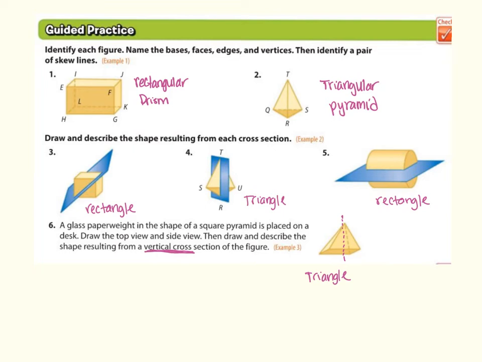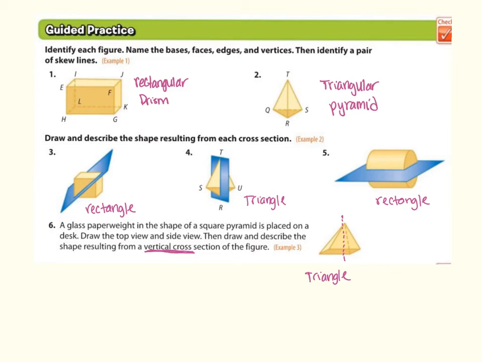Number 3, because it's crossing at an angle, it's not going to be a square. It's actually going to be a rectangle because it's elongated since it's at an angle. Number 4, if you cross it down the middle, it'll be a triangle, and that is basically what they're doing in number 6. Number 6 is like the exact same shape, kind of, sort of, only the bases are different, but you still get the same cross section.